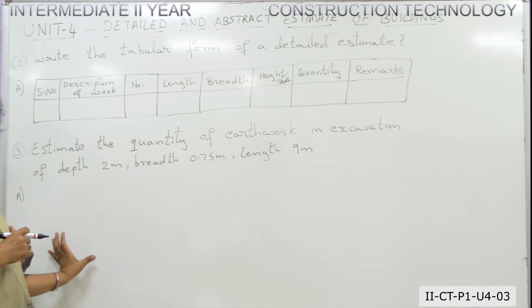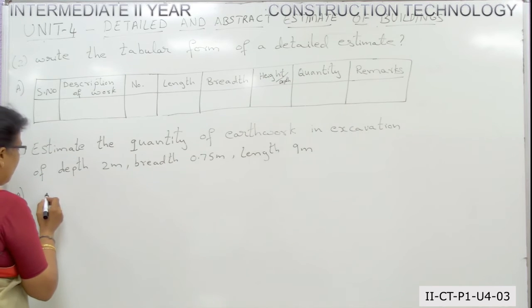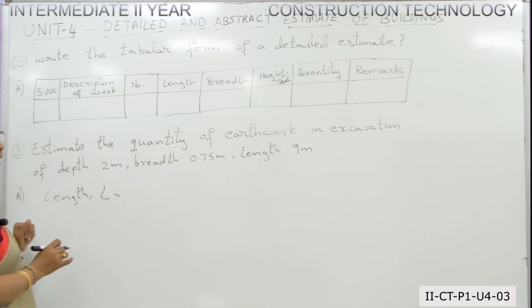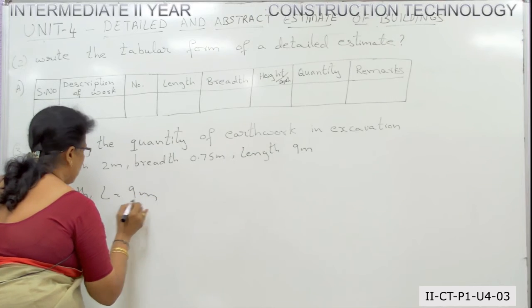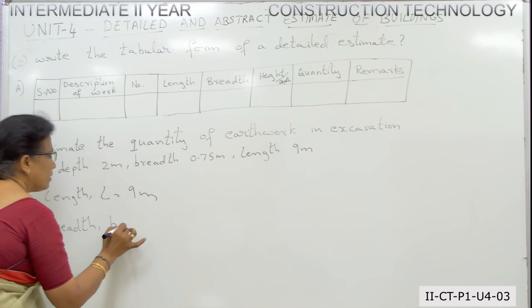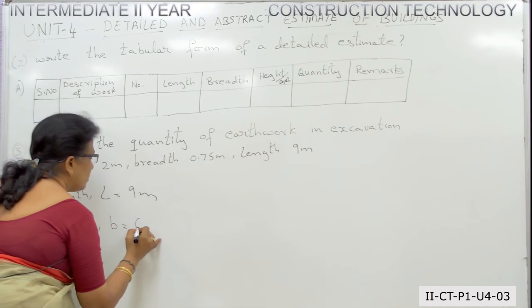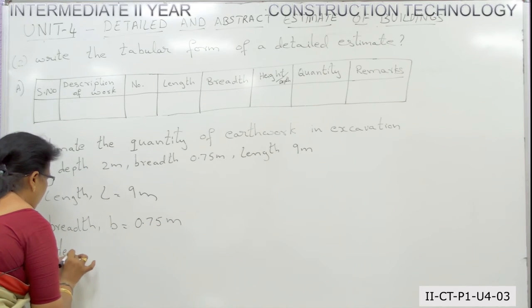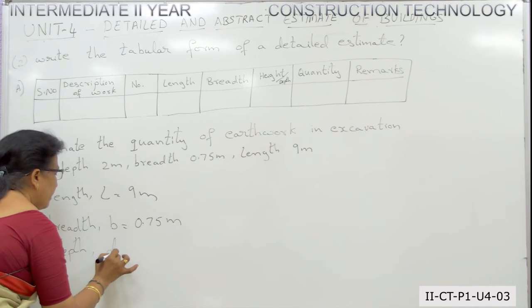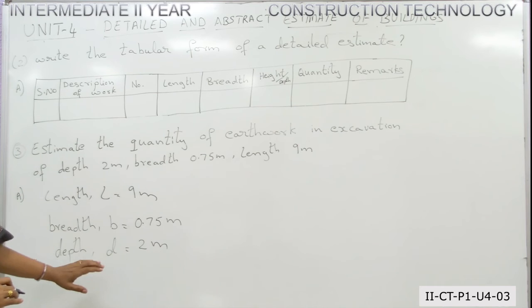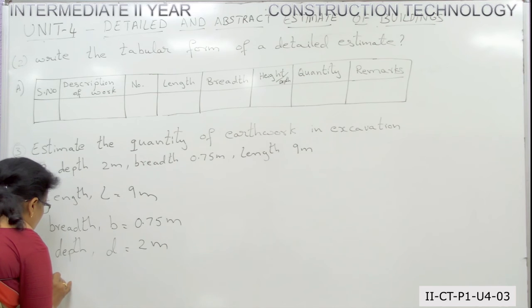Now, whatever is given in the problem, you write here. First, what is given? Length. How much is it? In short form, you can write it L. Length is 9 meters. Breadth, short form is B, that is 0.75 meters. And depth, D, that is 2 meters. For this, you need to calculate the quantity of earthwork excavation.